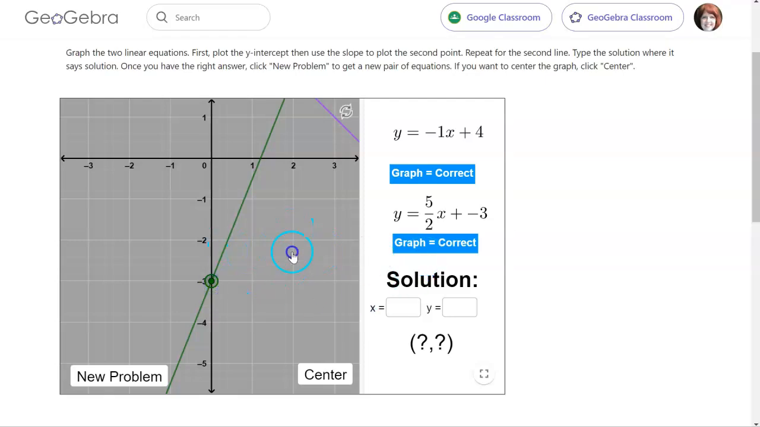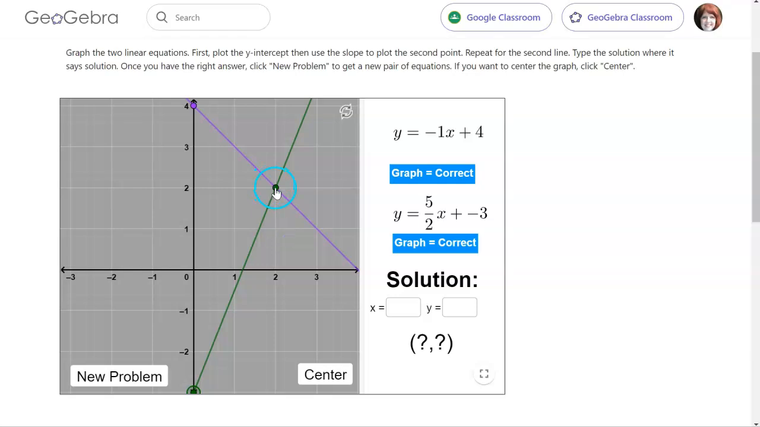Now once they're both correct, we're ready to identify the solution. So that would be right here. The x-coordinate and the y-coordinate are both 2. And so they'll type these in and it will say correct, and that's when they take their screenshot. So we're going to put 5 of these into the slides for this assignment. Once they're done, they'll click on New Problem, graph the 2 lines, find the solution.